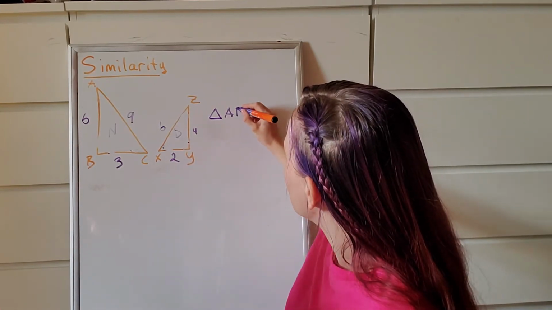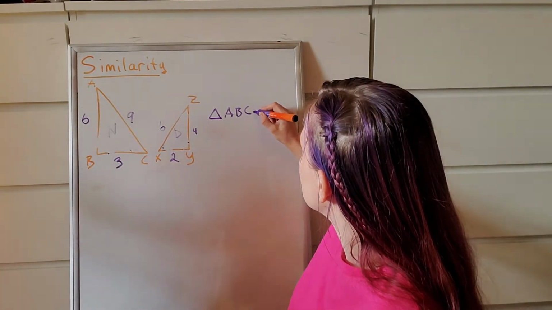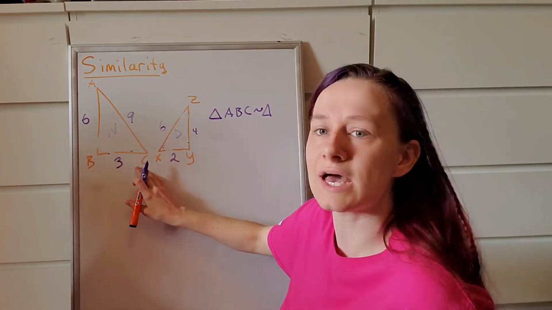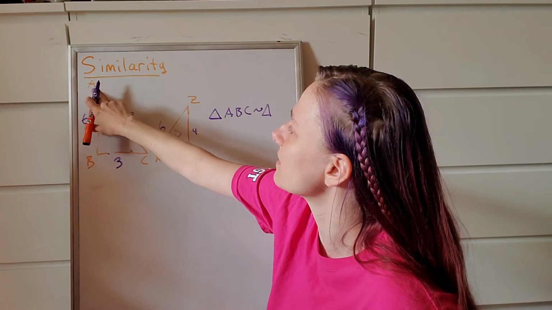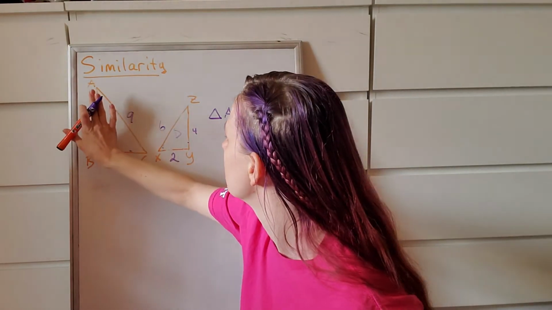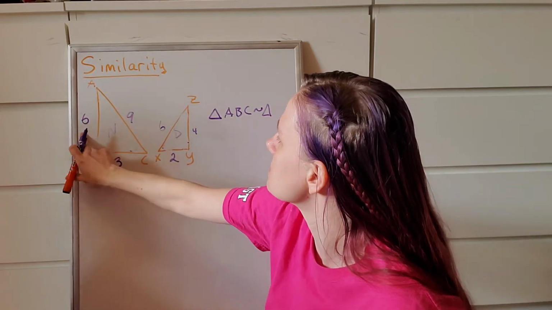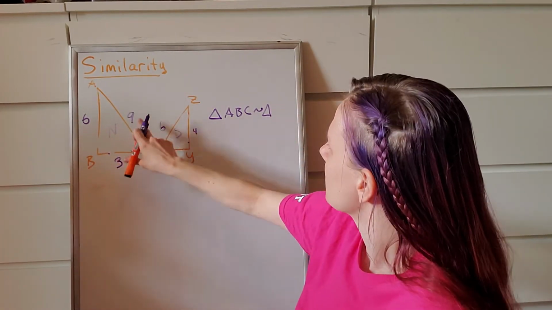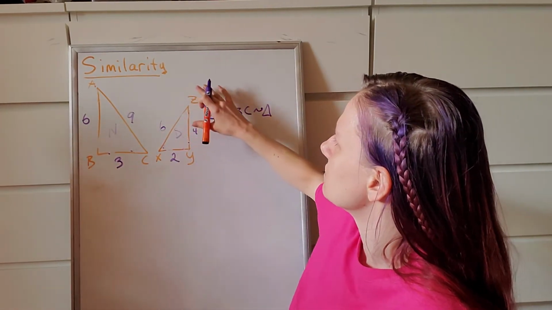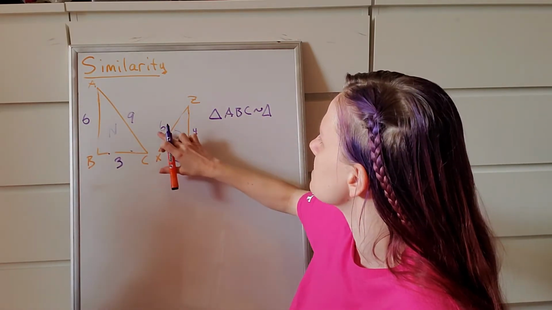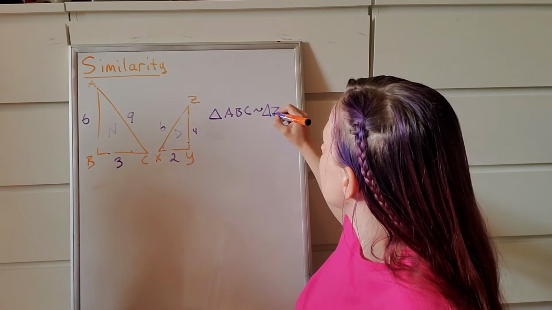Triangle ABC is similar to triangle... What matters is that you match it up. So if I started with A, it's a reflection, right? A is between the middle side and the long side. So I have to go look for what letters are between the middle side and the long side on the other triangle. So 4 and 6. So that's going to be Z.